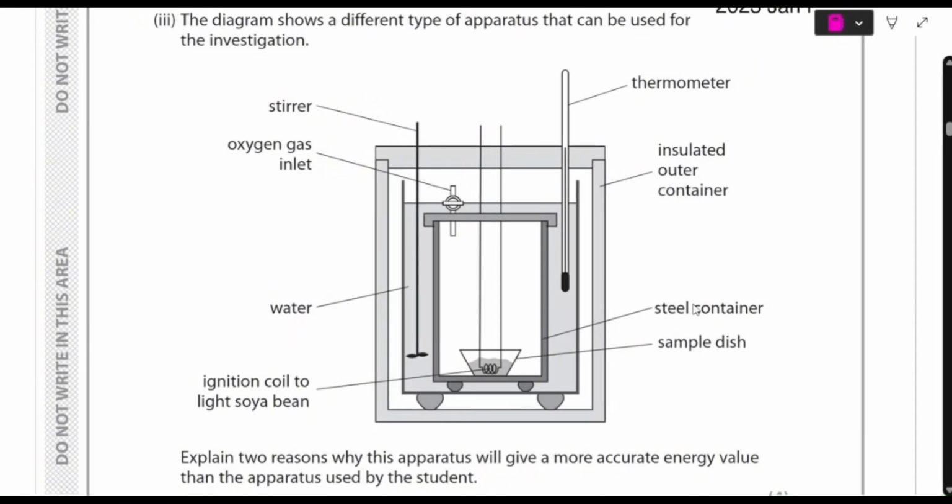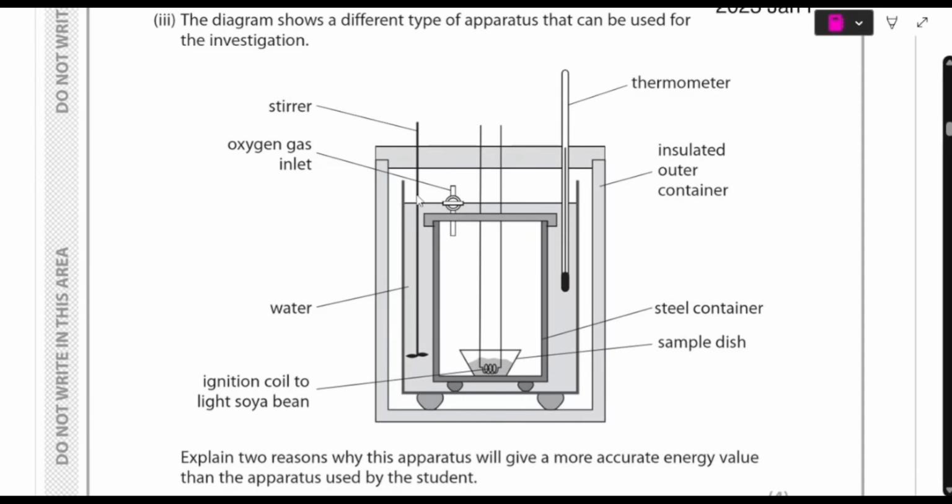And we have a steel container with the volume of water in direct contact. We know steel is a good conductor of heat. So as the sample is contained in a steel container, the heat will be quickly transferred to the water. So all of this does what? All of this gives a more accurate value of the energy content because less heat is lost due to all of these features.